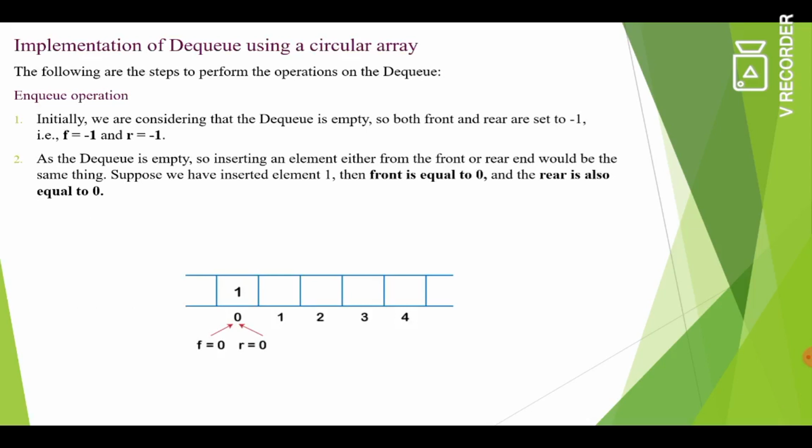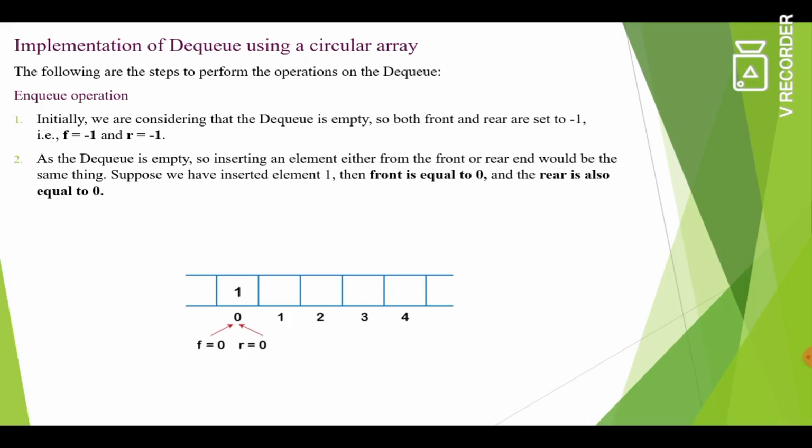The next topic is implementation of DQ using a circular array. As we know, NQ is an operation which is used to insert some element into the DQ. So the steps required for the NQ operation, consider this given DQ. Initially the DQ is empty, which means that both the front end and rear end are set to -1.